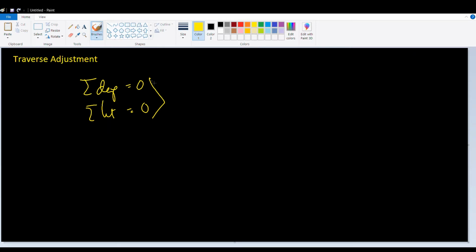Okay, so as we have emphasized before, for a closed traverse, almost likely we will not have a situation wherein the sum of the departures and the latitudes are both equal to 0. There is always a possibility that there is a linear error of closure or there is misclosure. And there are several ways of adjusting a closed traverse. And the first one is the arbitrary method.